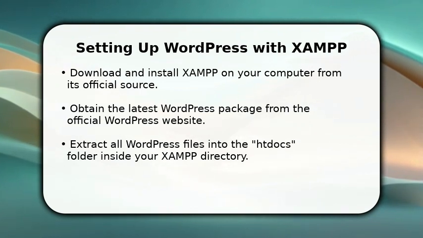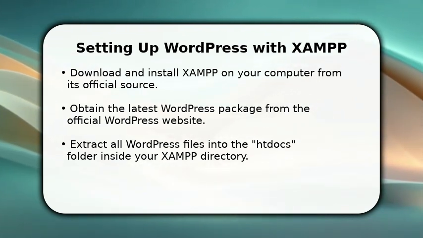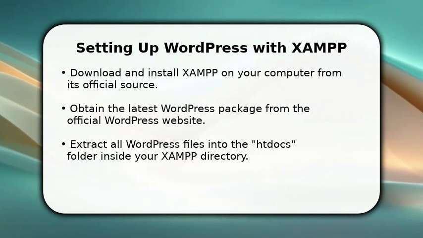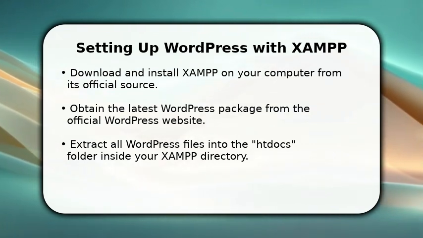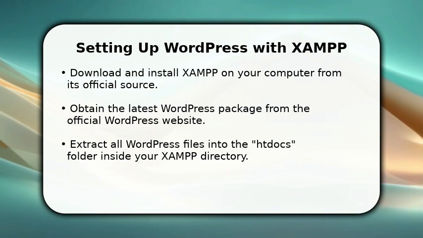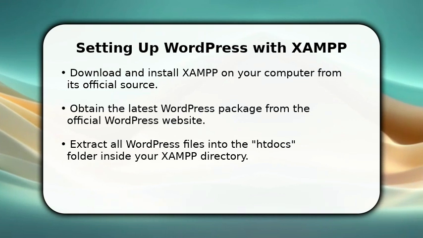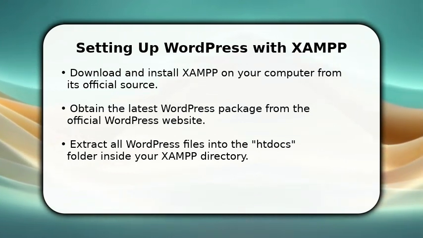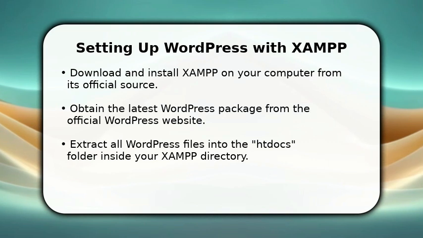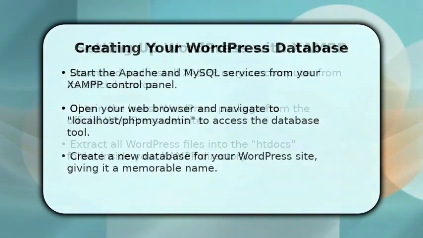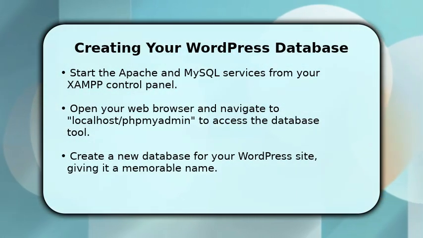Next, download the latest WordPress package. Once downloaded, extract all the WordPress files directly into the htdocs folder located within your XAMPP installation directory. This crucial step prepares your local server for the WordPress setup process, ensuring all necessary files are in place for the next stages. Now, let's create the database WordPress will use.